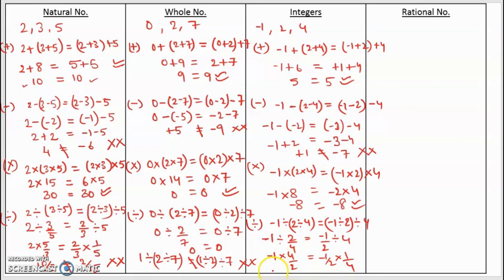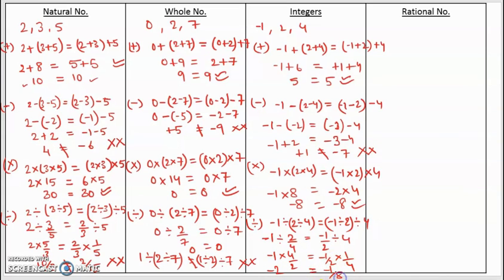On LHS you have -1 by 8 as the answer, and on RHS you have -2, and they are clearly not the same. So we can say that division of integers does not follow the associative property. Let us take rational numbers now.